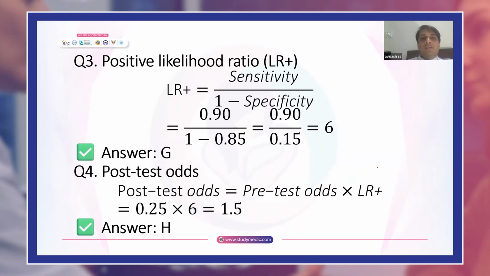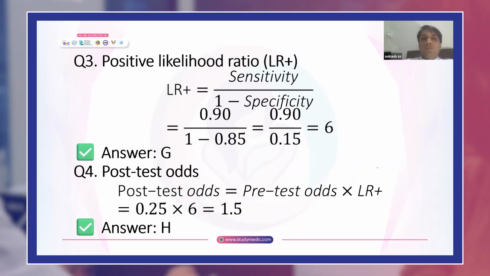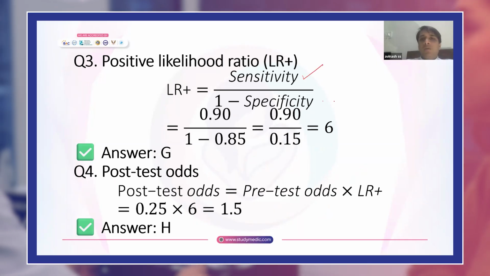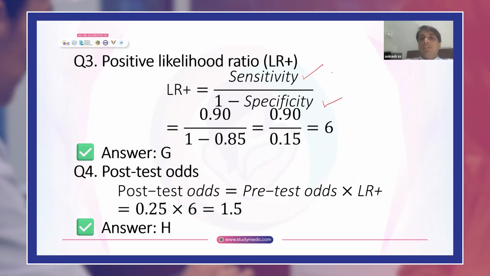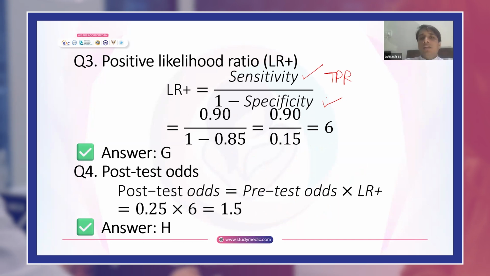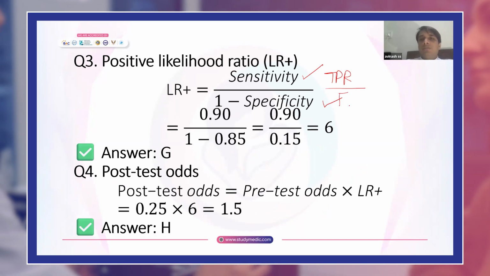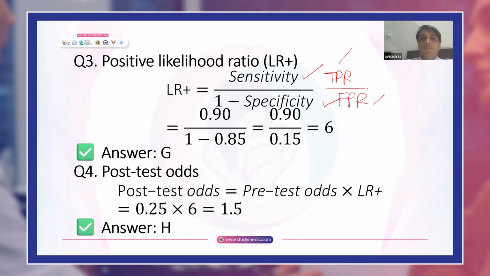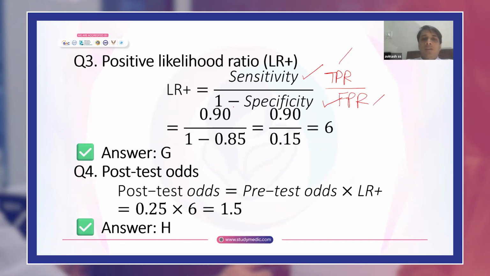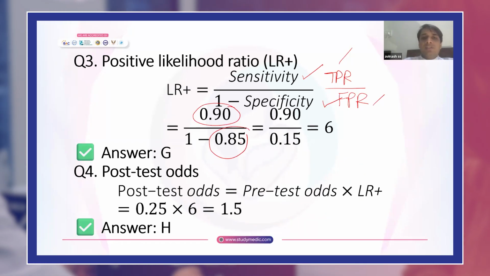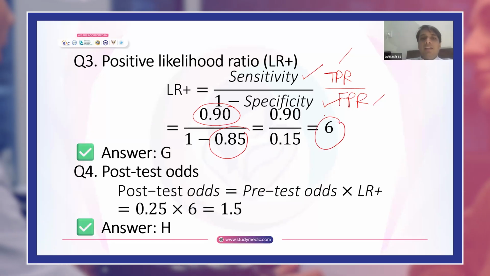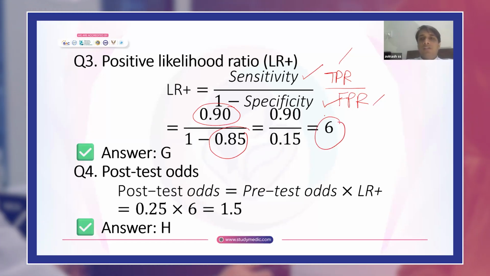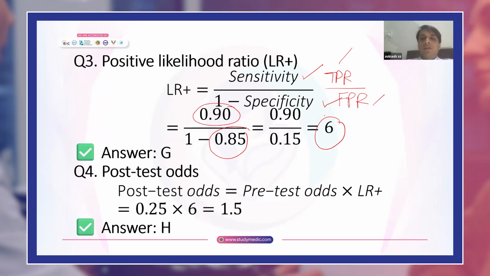Now what is positive likelihood ratio? The likelihood ratio, we know, is sensitivity divided by 1 minus specificity. That is, positive likelihood ratio is true positive rate divided by 1 minus true negative rate, which is false positive rate. Amongst those having the condition tested positive, compared to those not having the condition tested positive, that is the likelihood ratio. They already gave 90% as sensitivity, 85% as specificity. Put into the formula, we get the likelihood ratio as 6. More than 1 is good, more than 10 is very good diagnostic accuracy. Moderate accuracy is for 5 to 10.